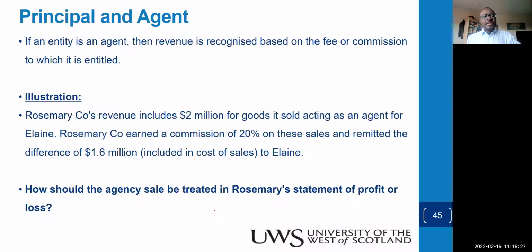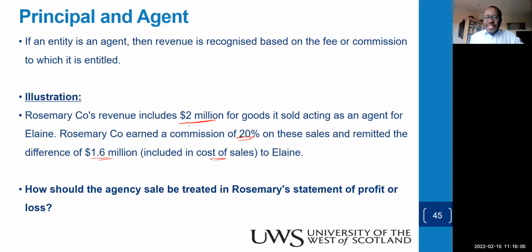Finally, friends, we take principal and agent, where you sell and you get a commission. You must only recognize the commission, not the total revenue. So if the agent sells and is getting a fee or commission, just consider that. Rosemary's revenue includes 2 million worth of goods it sold acting as an agent for Elaine. Rosemary should typically have earned 20% of this on these sales and remitted the balance of 1.6 to Elaine, but he has included the 1.6 in his cost of sales.